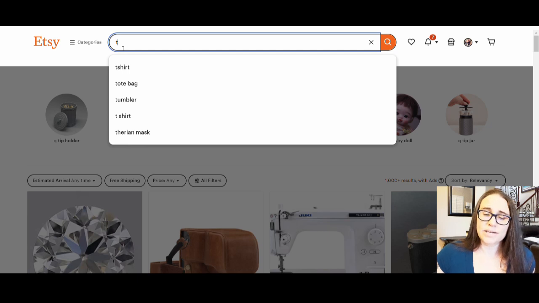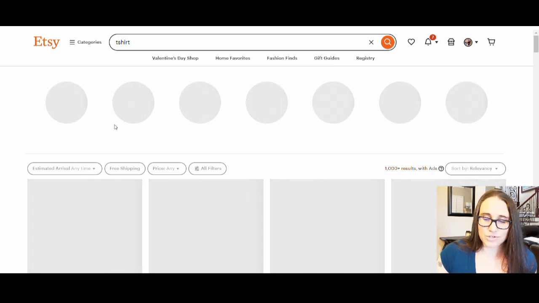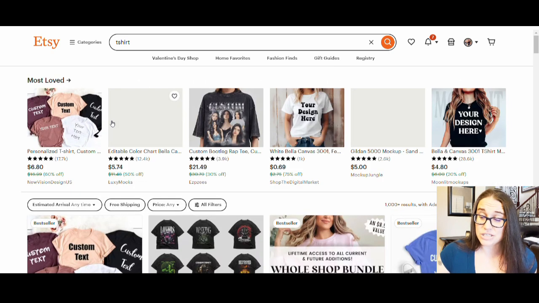Interestingly enough, when I put in T, what comes up first is t-shirt, then tote bag, then tumbler, then t-shirt again. So it tells you that t-shirts, tote bags, and tumblers are selling very well when we come up with the T section. And so, yes, people are doing the t-shirts, and you can always click on t-shirts and see what's selling. Now that's a very broad range because obviously we've got all sorts of different niches for t-shirts.